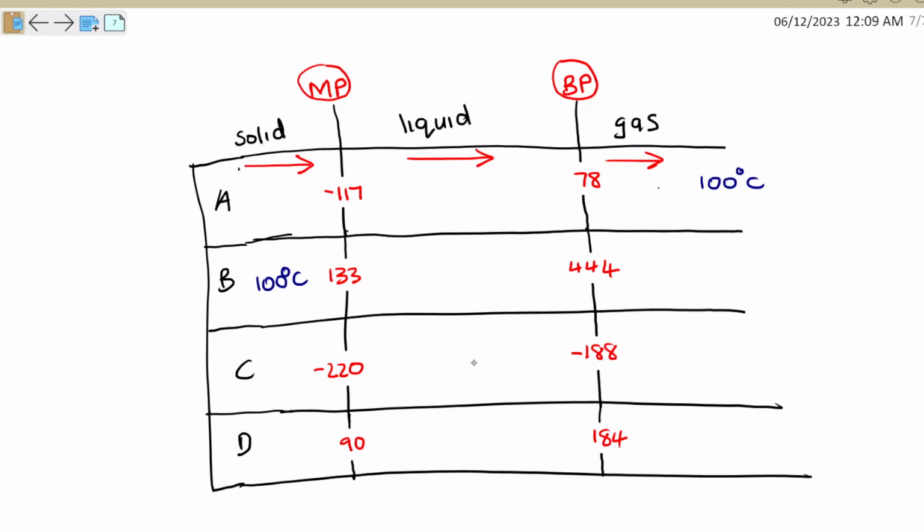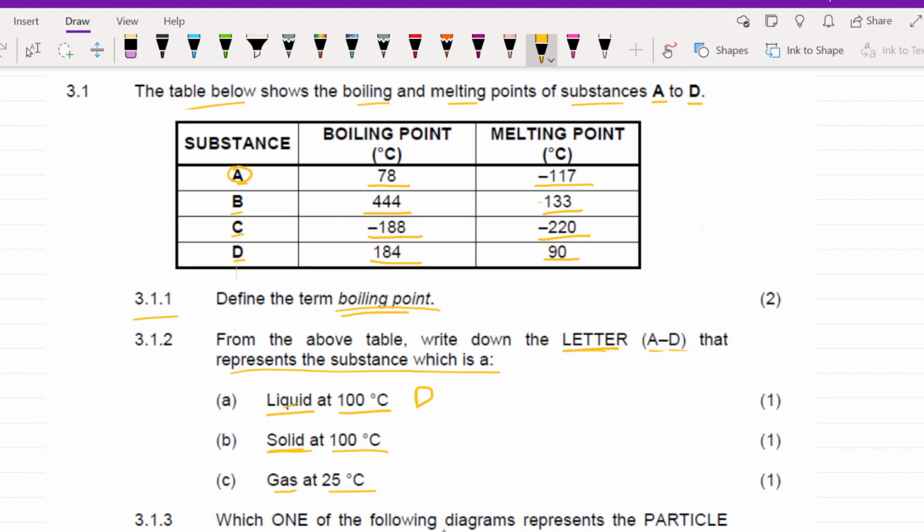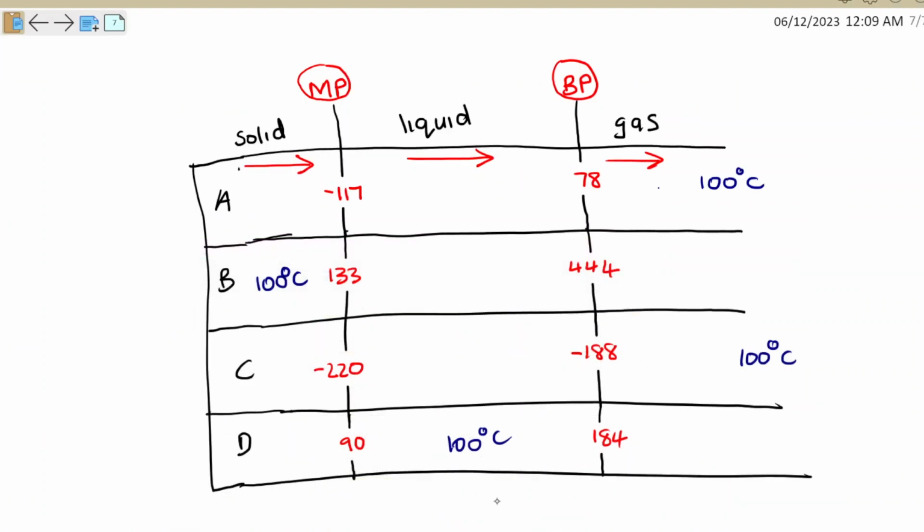Let's look at C. Where is 100? 100 must be up here. So C is a gas at 100. Let's look at D. We said where is 100 here? 100 must be between 90 to 184. 100 must be somewhere here. So that question that was asking, which one is a liquid at 100, we said is D. Yes, D is a liquid. Here it is. It's a liquid at 100.